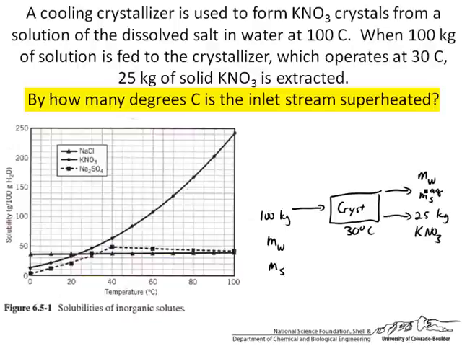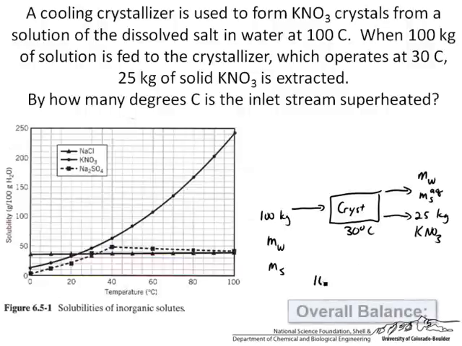What we're asked is how many degrees above saturation we have in the feed. So how many degrees of superheat do we have? Which we'll get to in just a minute. But first, we basically want to solve for all of these flow rates, and that's going to help us answer that question.